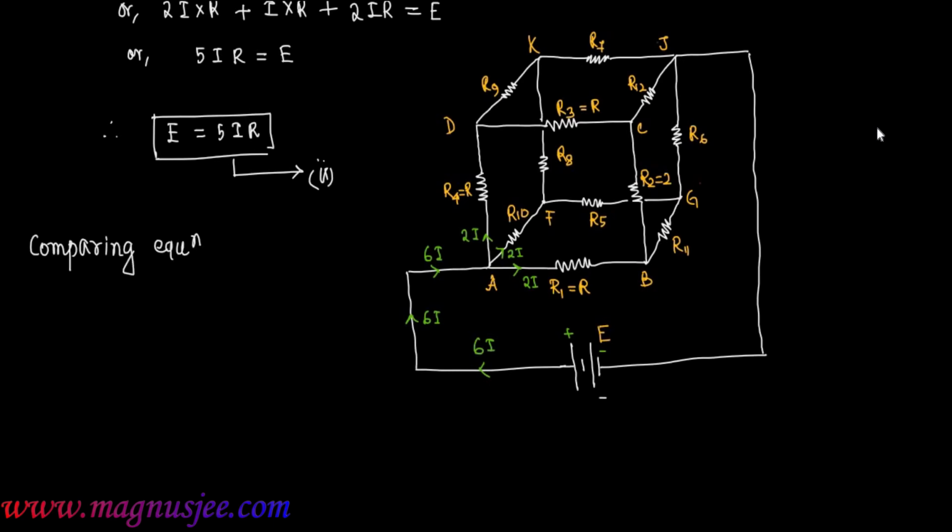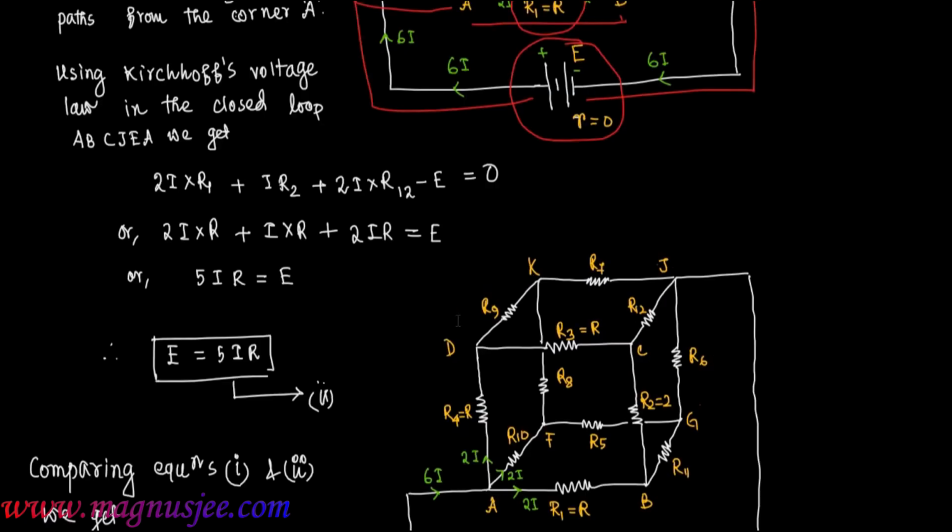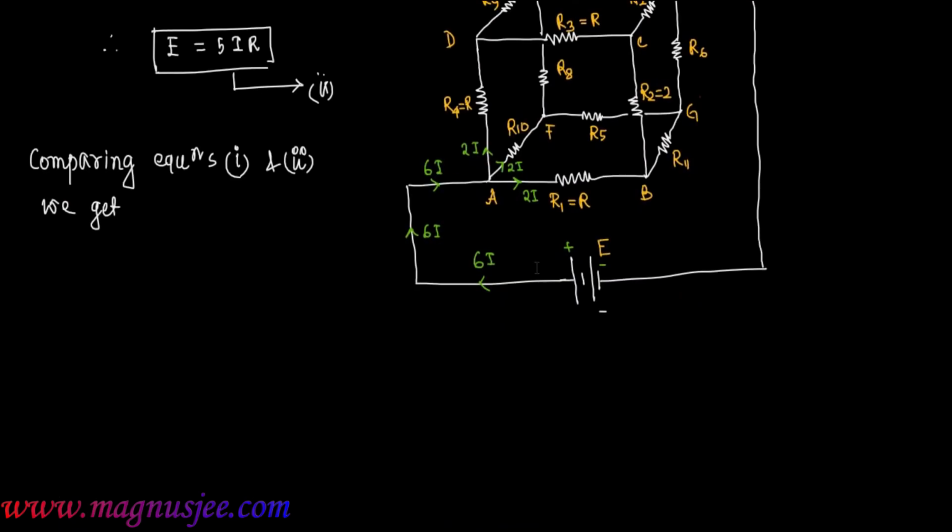Comparing equations 1 and 2, we get 6I R_AJ is equal to 5IR, or R_AJ equal to 5 by 6 times R.